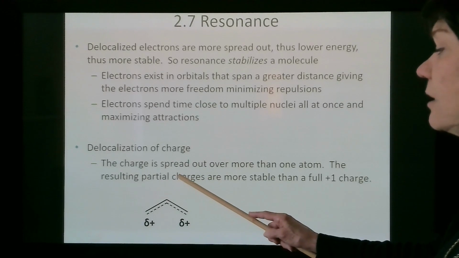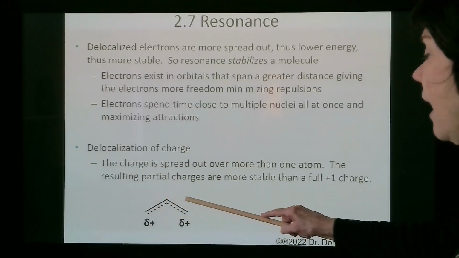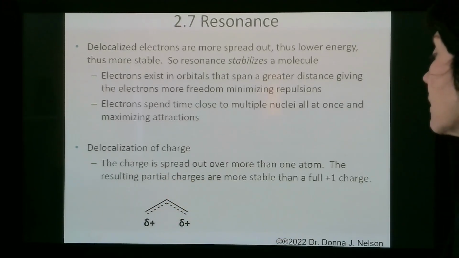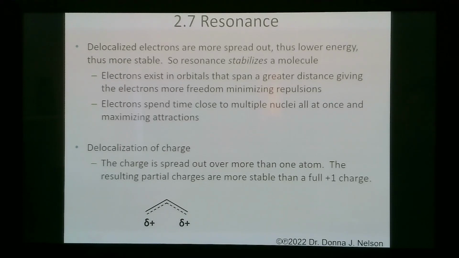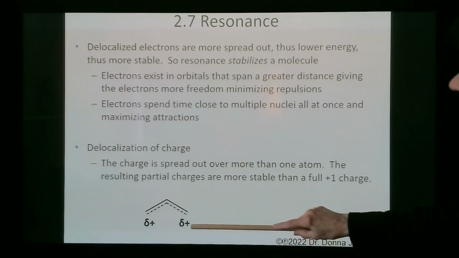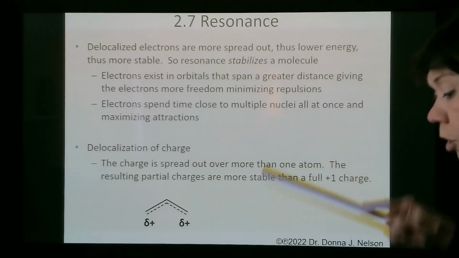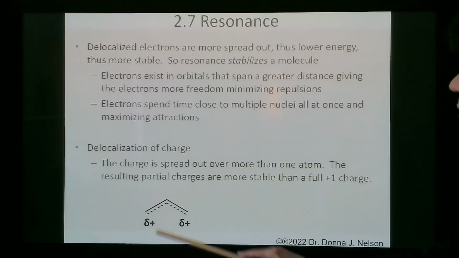So with delocalization, the charge is spread out over more than one atom. The resulting partial charges are more stable than having the positive charge localized on one atom. So the resonance stabilizes the molecule, always, every time.